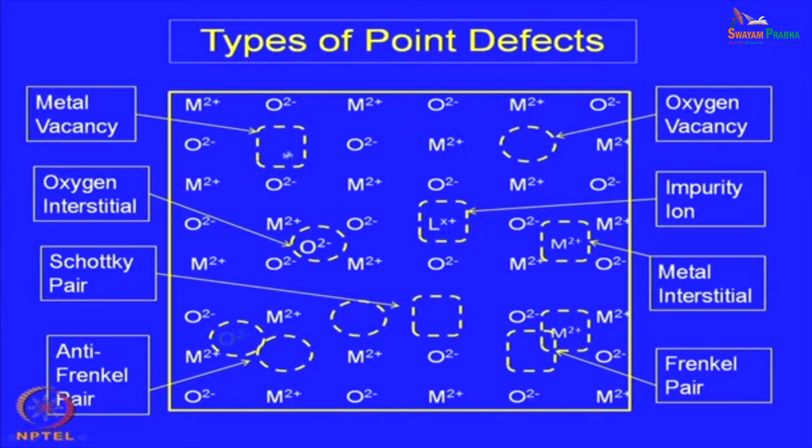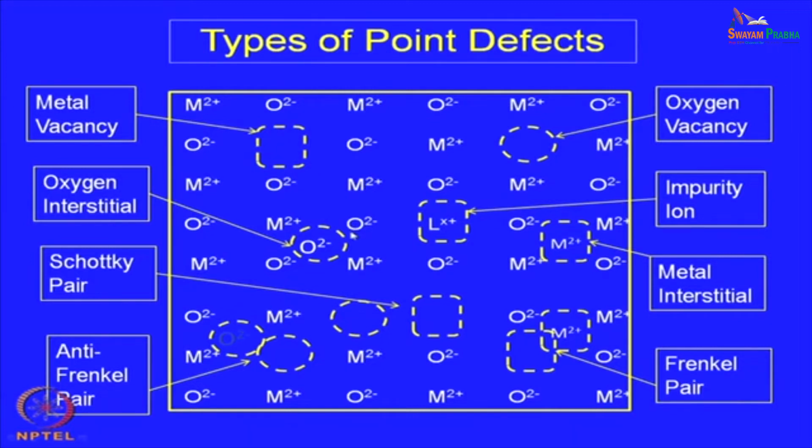Similarly, correspondingly we have metal vacancy when a particular metal ion is missing. Where exactly it has gone is not our concern, but when we are looking at this particular area of the lattice, we see that that particular metal ion is not available or is missing from that particular site.